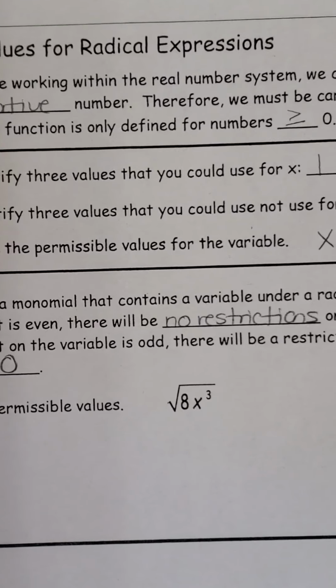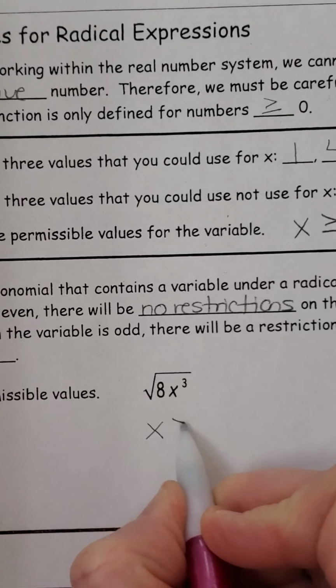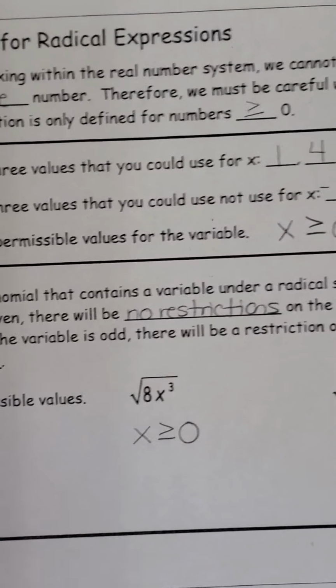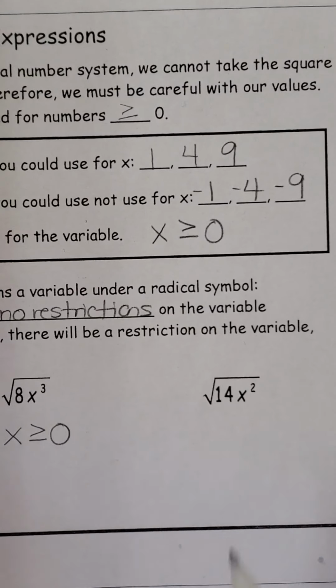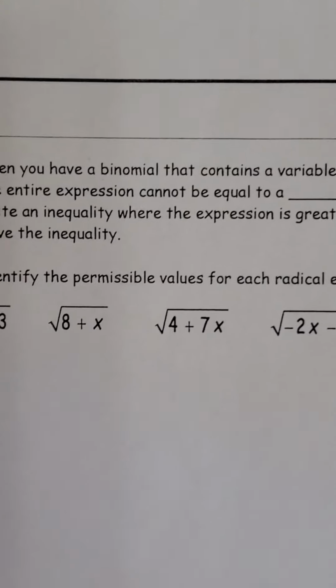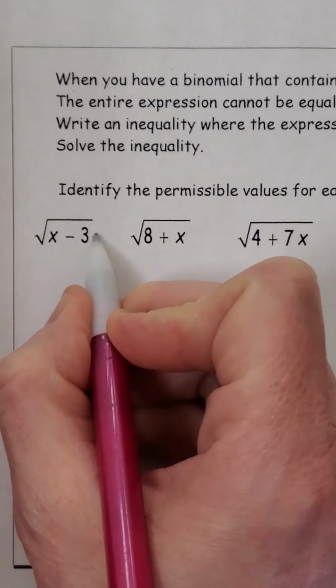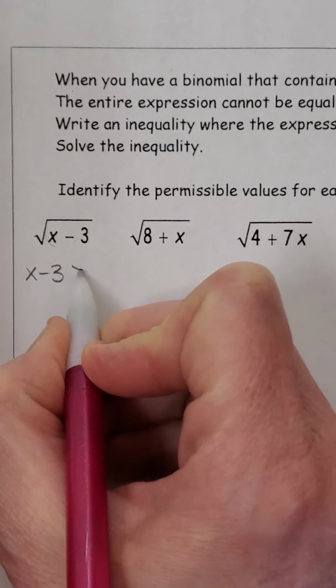So we'll look at the permissible values here. Here we just have to make sure that x is greater than or equal to 0. And here there are no restrictions, so x is an element of real numbers. When we are dealing with a binomial, we have to make sure that the entire expression that's under the radical symbol cannot be negative. So what we'll do here is we'll write an inequality where the expression is greater than or equal to 0.